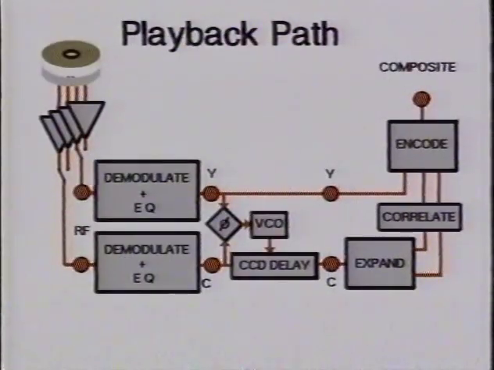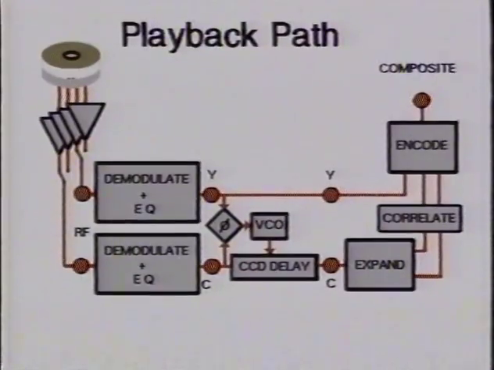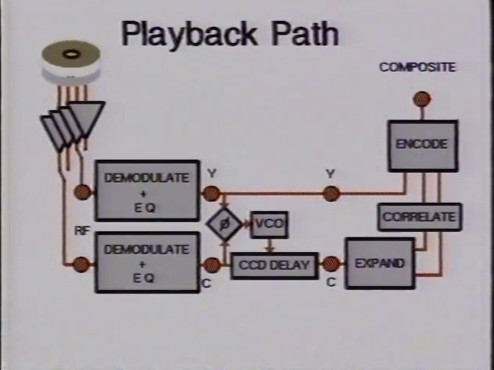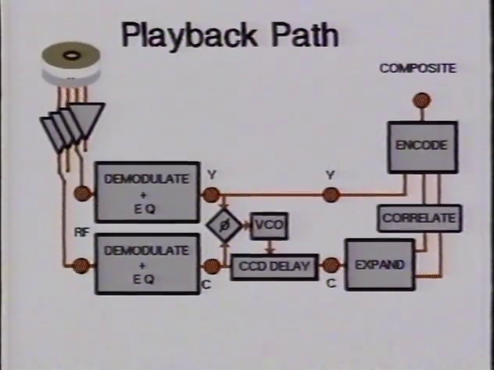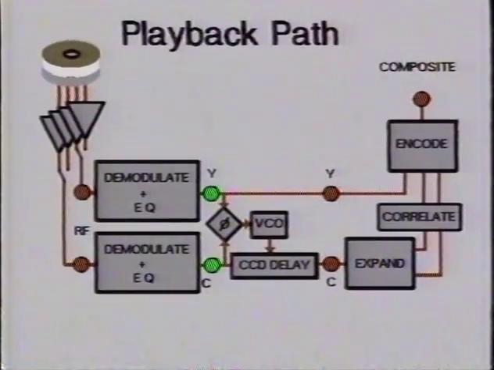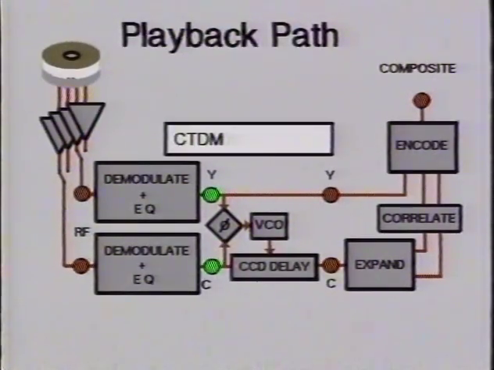The playback side has a few alternatives, based on whether a time-based corrector is used. We will be taking the simplest option first. This shows the block diagram of the playback electronics without TBC. There is the usual RF switching, demodulation and equalization. The signal at this point is CTDM and could be used for dubbing to another machine.